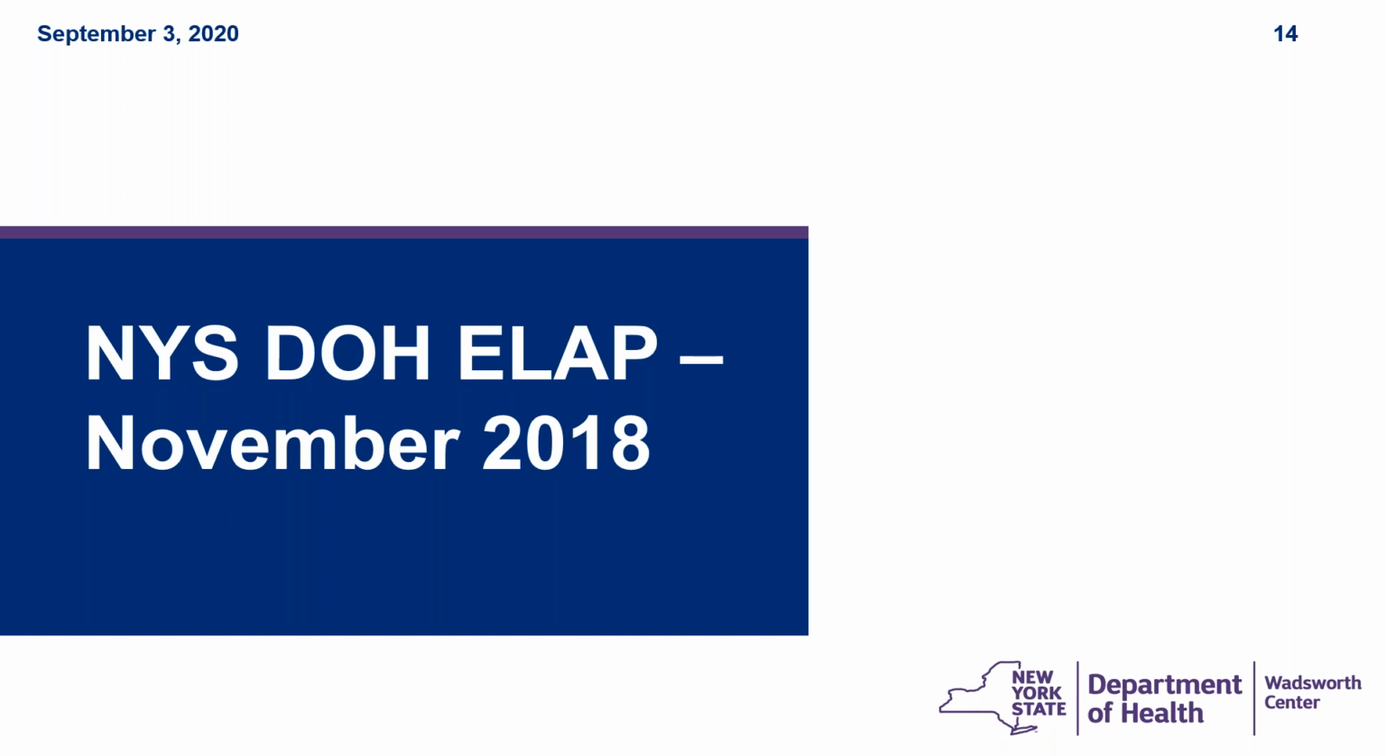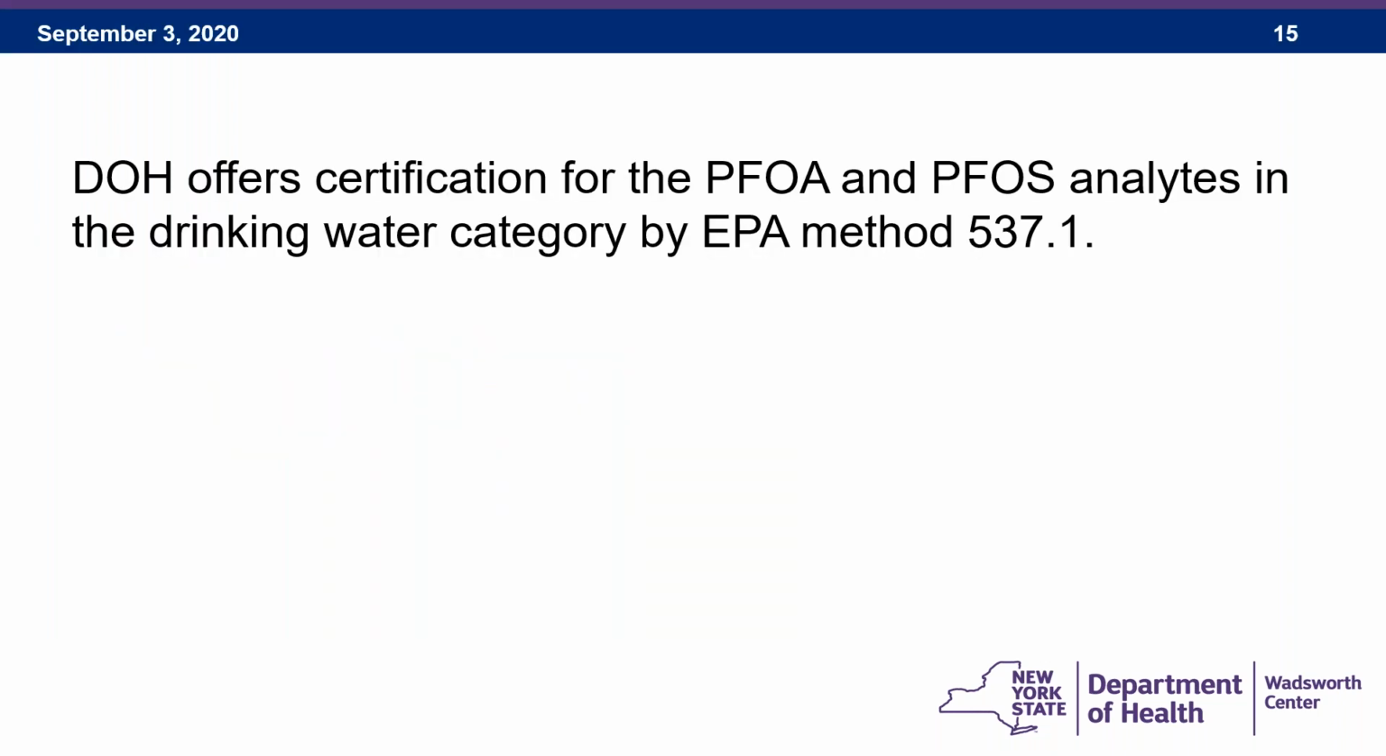So New York State Department of Health, now in November 2018, we offer 537.1. And as the prior speaker alluded to, it was just adding a few more PFC parameters. But again, New York State, we're still only offering certification for the two drinking water analytes, PFOA and PFOS, at this time.